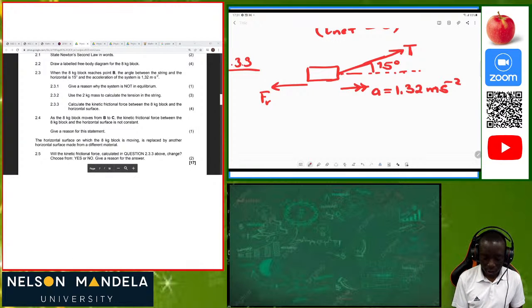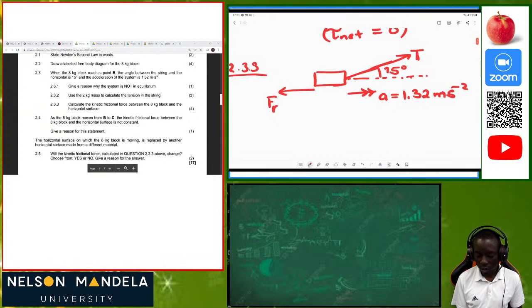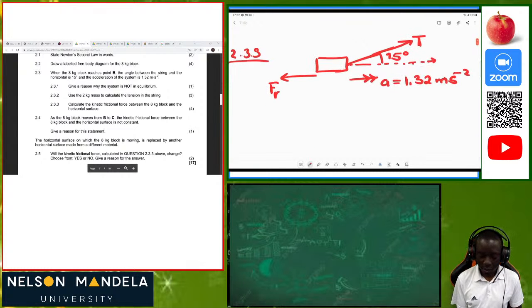So this is our kinetic frictional force. We can make an equation again. We know that the horizontal component of the tension is the cos theta component if the angle mentioned is between that component and the vector. So the cos theta component is the one that subtends the mentioned angle between the vector and itself. In this case, this is T cos 15.